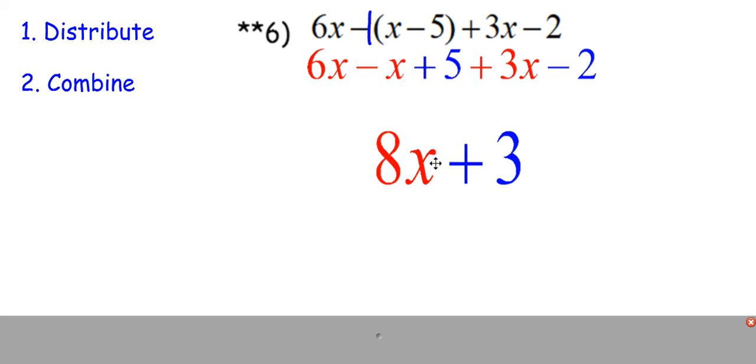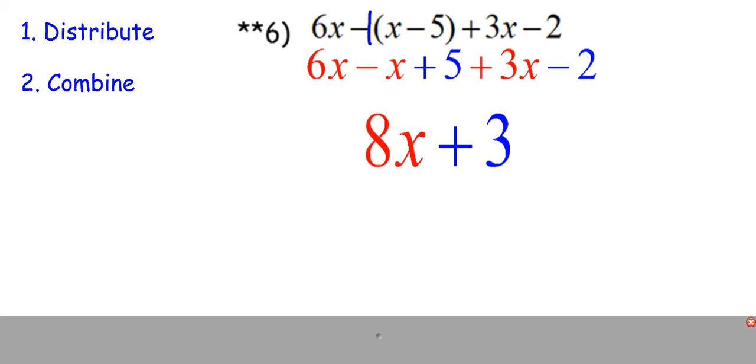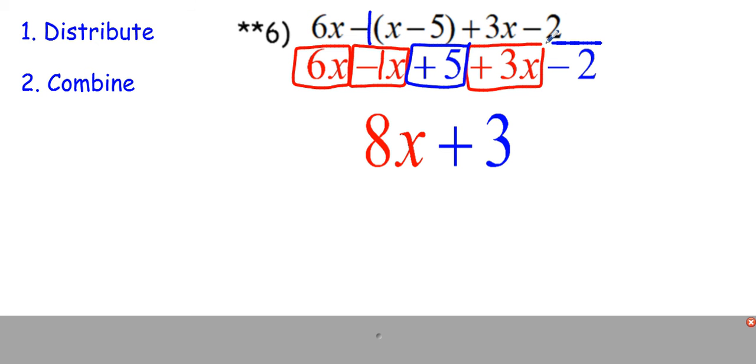Now that we distributed, we can combine. So let's look at our x's first. We have a 6x and a minus x, which is really a minus 1x, so that's 5x, plus 3x gives me 8x, and then combine your constants of a plus 5 and a minus 2 is a plus 3.